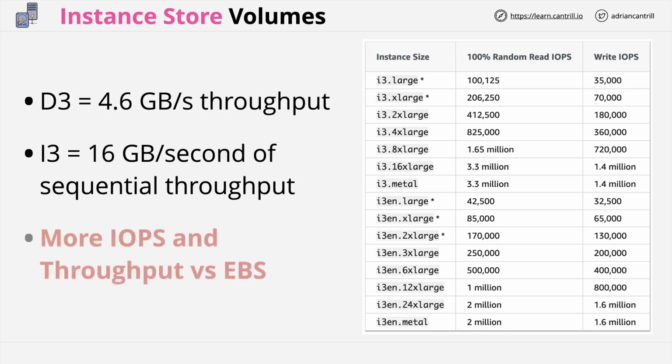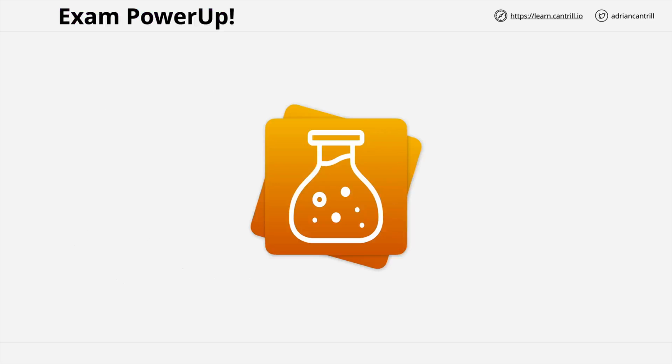In general, instance store volumes perform to a much higher level versus the equivalent storage in EBS. I'll be doing a comparison of EBS versus instance store elsewhere in this section, which will help you in situations where you need to assess suitability, but these are some examples of the raw figures. Now, before we finish this lesson, just a number of exam power-ups.